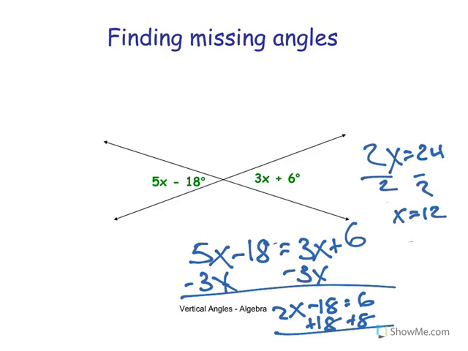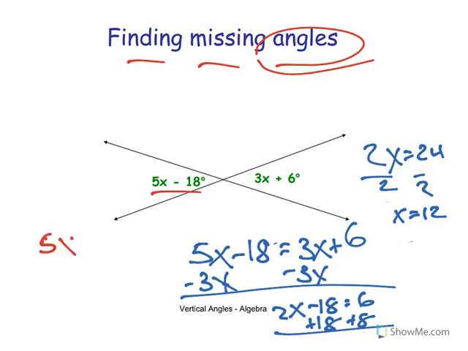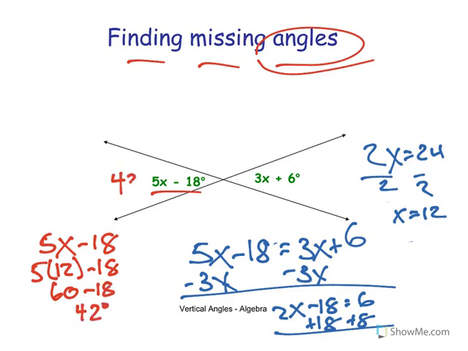But what is it asking us to do? Find the missing angles. We haven't done that yet, right? We did the bridge step necessary to find that, so I need to find out the measure of this angle. So I need to know what 5x minus 18 is. So I substitute, I get 60 minus 18 is 42. So I think that this is 42 degrees. I need to do the same with 3x plus 6.